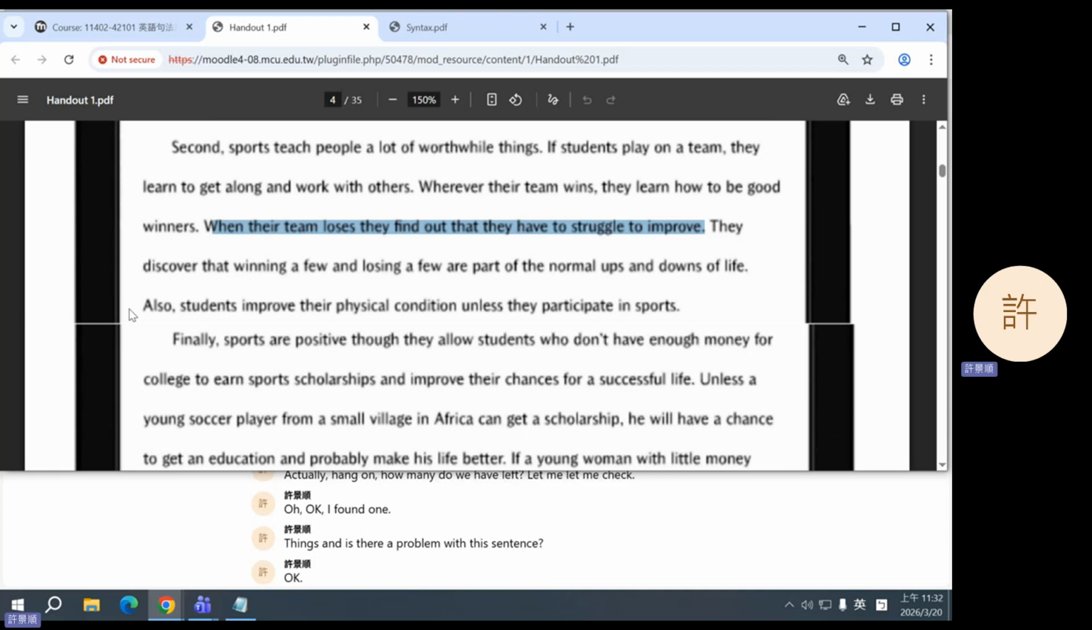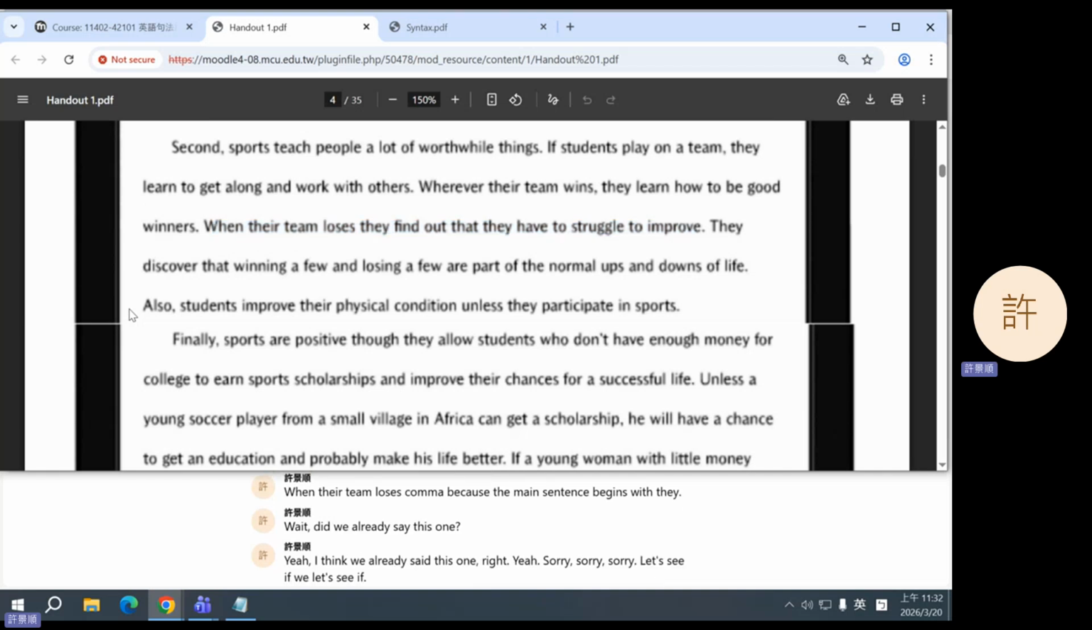Okay, so add a comma after loses. When their team loses, comma, because the main sentence begins with they. Wait, did we already say this one? Yeah, I think we already said this one, right? Yeah, sorry. Let's see if there's another one.